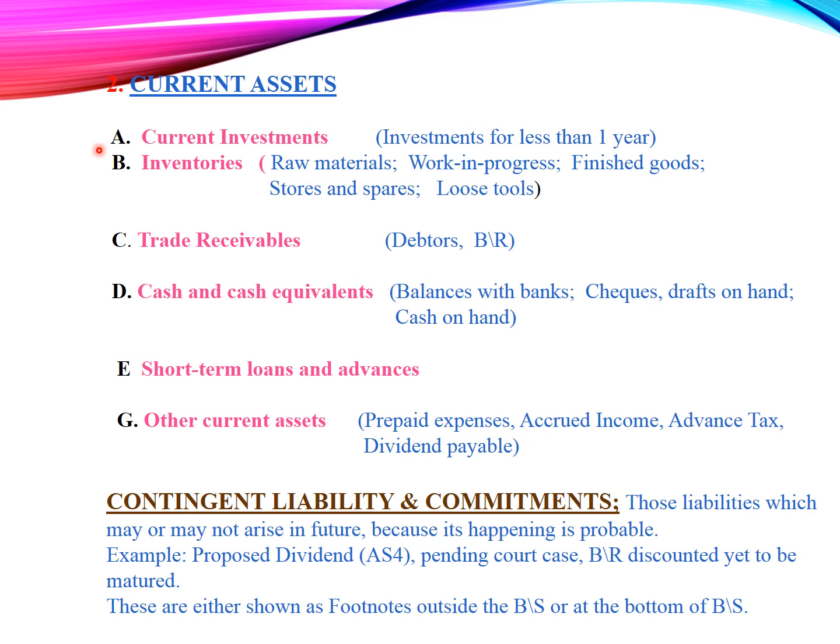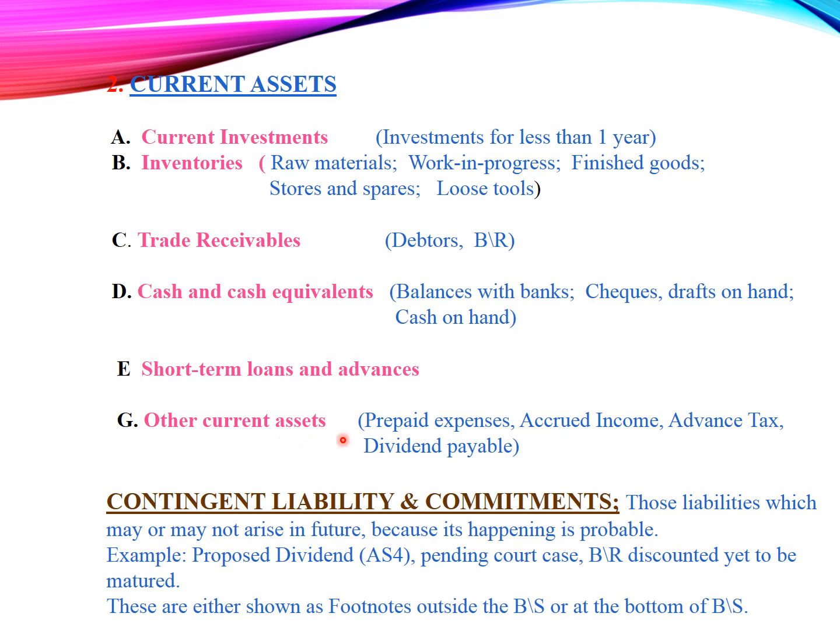Next and last title is other current assets. Under other current assets, the items like prepaid expense, accrued income, advance tax, dividend payable, these items are shown under current assets.